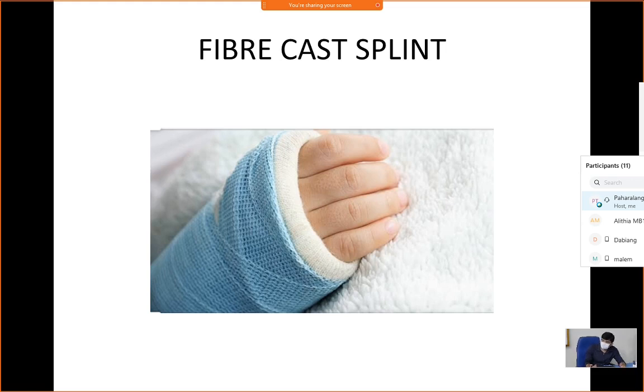This is the fiber cast splint. This is a little costly, so we are using it only in patients who are able to afford it. The advantage of this fiber cast splint is that it is very lightweight. It is at least 8 to 10 times lighter than the POP cast and stronger than the POP. These are carbon fiber casts, and the only thing is that it is a little costly.